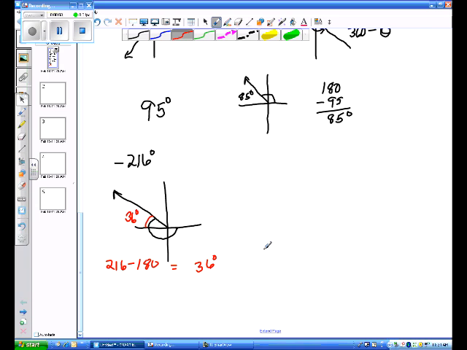Okay, and then let's look at 345 degrees. Well, if we think about drawing it, we're around here in the fourth quadrant. So what we need to know is how many degrees would it take us to get up to 360? So that would be 360 minus the 345. That's outside our angle. So that would give us a reference angle of 15 degrees.